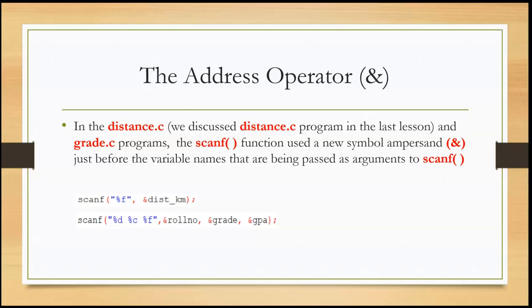The first scanf statement shown here is from the distance.c program, and as you can see we have used the ampersand before the variable name, which is dist_km. Similarly, in the second scanf statement, which is from grade.c program, we have used the ampersand before the variable names roll number, grade and GPA respectively.